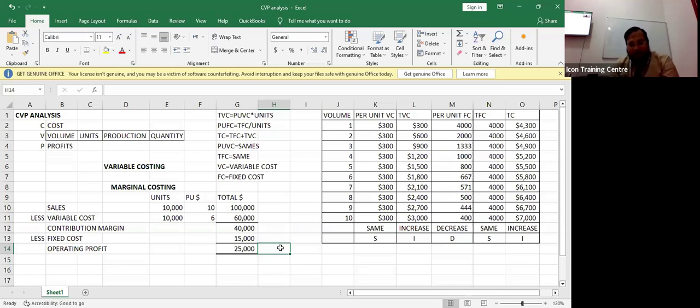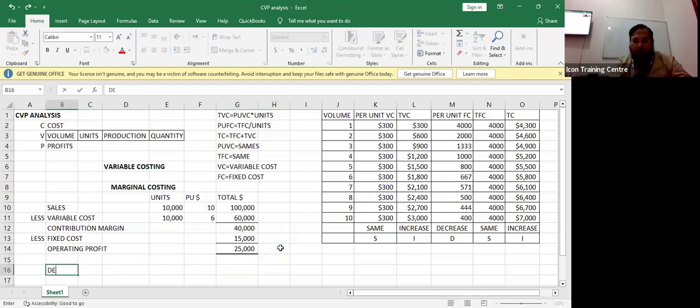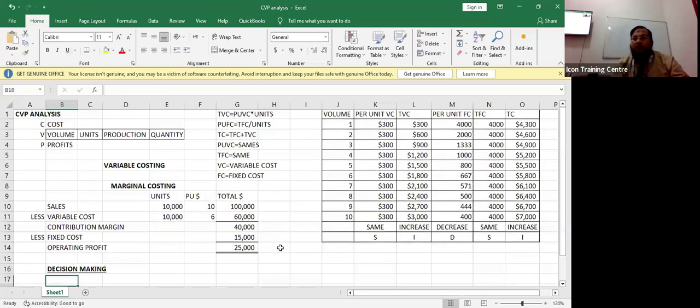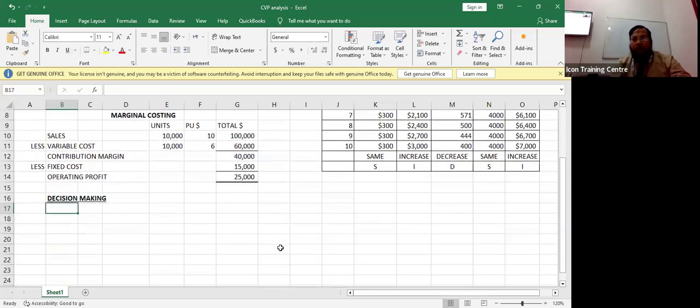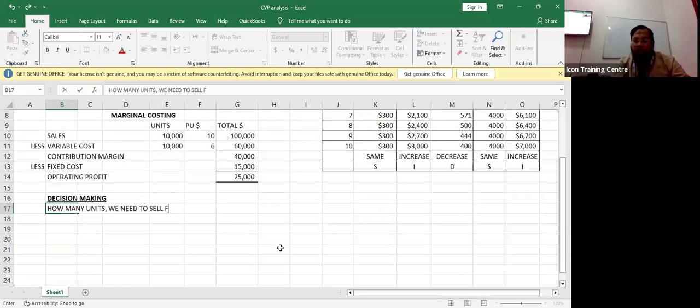Now the next thing is very, very interesting. Now we are going into decision making. And a very important decision we are going to make is how many units we need to sell for breakeven.